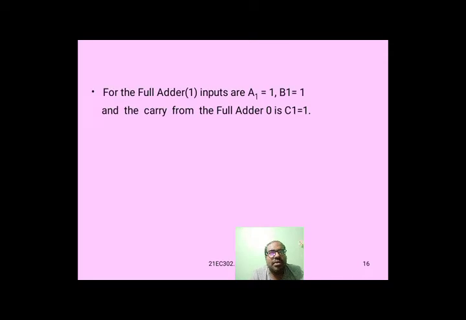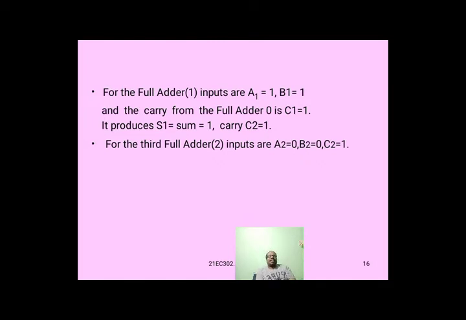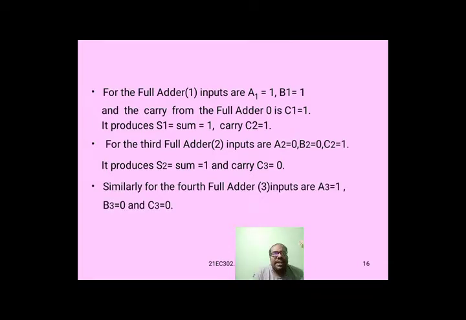For full adder 1, the inputs are A1 equal to 1 and B1 equal to 1, and the carry from full adder 0 is C1 equal to 1. It produces sum S1 equal to 1 and carry C2 equal to 1. Now for the third full adder, the inputs are A2 equal to 0, B2 equal to 0 and C2 equal to 1. It produces sum S2 equal to 1 and C3 equal to 0. For the fourth full adder, the inputs are A3 equal to 1, B3 equal to 0 and C3 equal to 0. It produces S3 equal to 1 and C4 equal to 0.